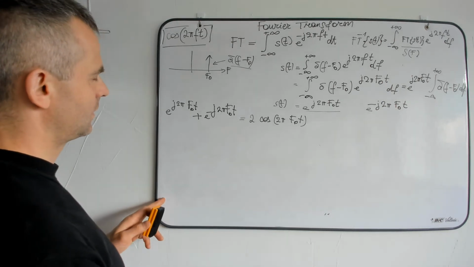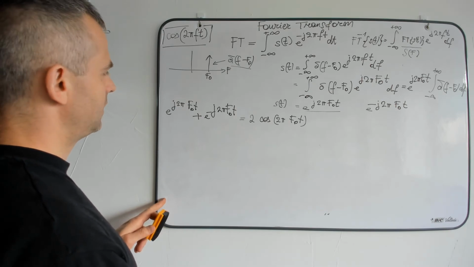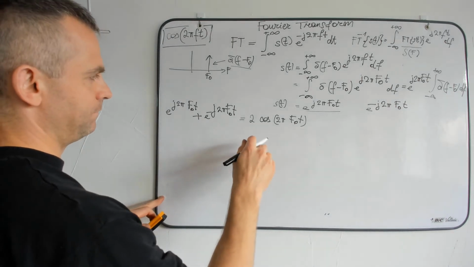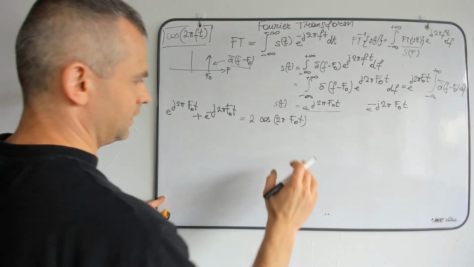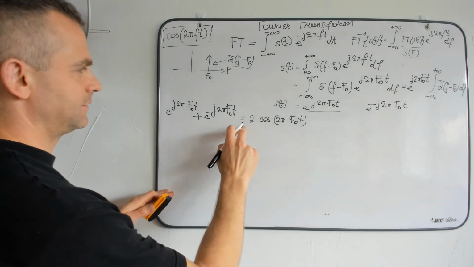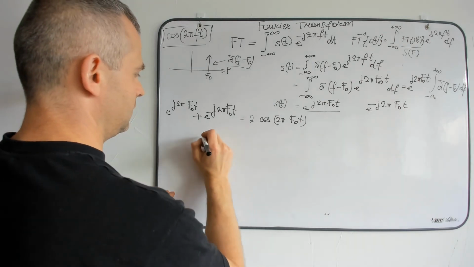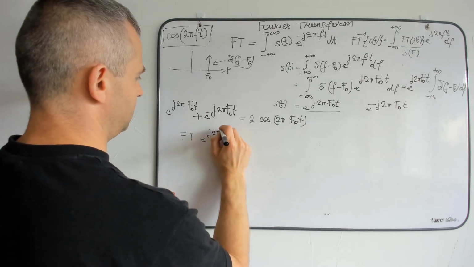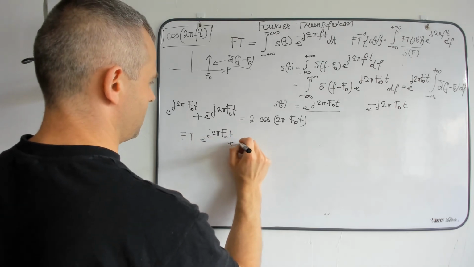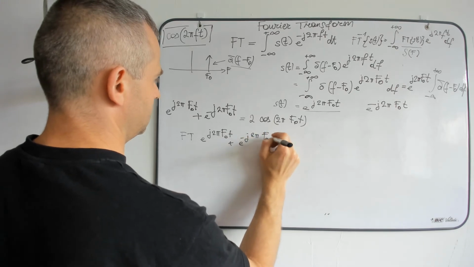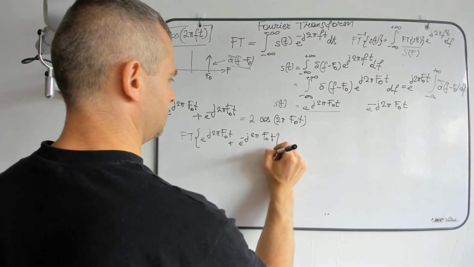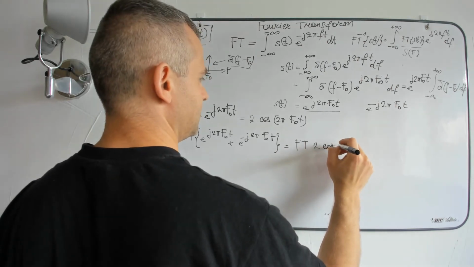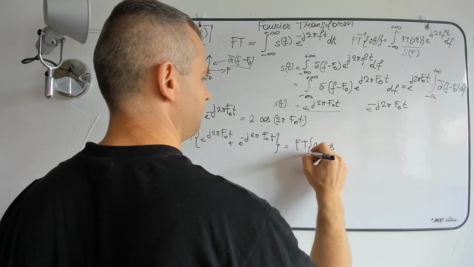So if I apply a Fourier transform at both sides of this equality, we will have the Fourier transform of this relation is equal to the Fourier transform of this cosine function.